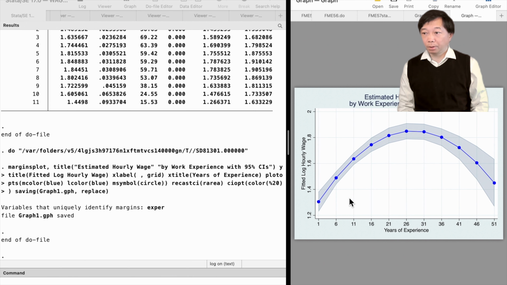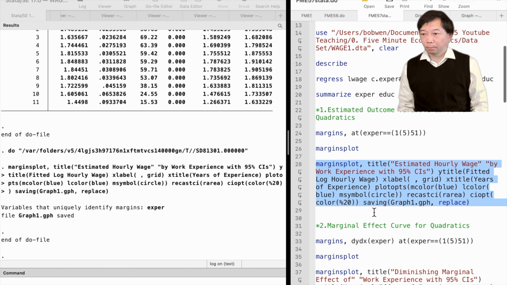Another way to show the same information is to draw the marginal effect curve. The marginal effect equals the slope of the outcome curve. An estimated wage curve like this one implies a diminishing marginal effect of experience on wages. As workers gain more experience, the marginal effect decreases.